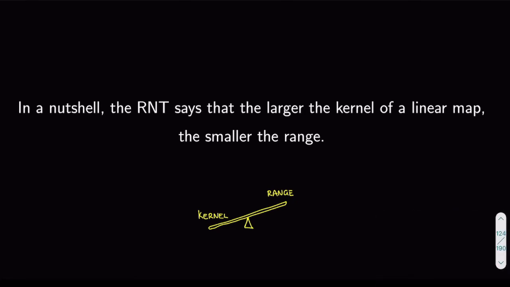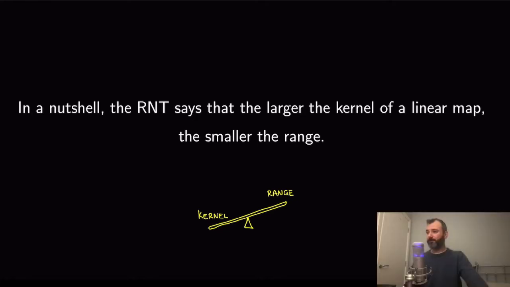It says that the larger the kernel of a linear map, the smaller the range. If a linear map T has a large kernel, it must have a small range. If it has a small kernel, it must have a large range. And I have sketched this little seesaw here. So if the kernel is small, the range is big, and so on and so forth. Of course, this is not a proper statement of the theorem. I'll give you a proper statement in a moment. But this is what the theorem says in very simple words.